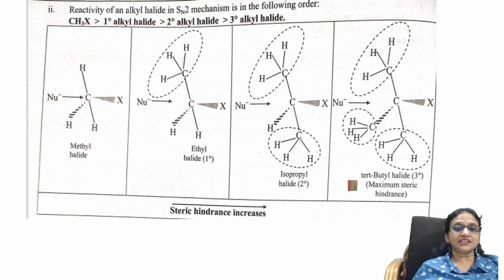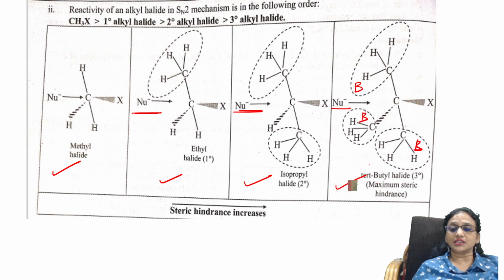Now further, less steric hindrance. Methyl is more preferred. Then comes primary because it is easy for the nucleophile to attack. Then comes secondary. Nucleophile will attack from back. Then comes tertiary. Nucleophile will attack from back. But here the problem is bulky groups. That's why tertiary is less preferred. Methyl is more preferred.